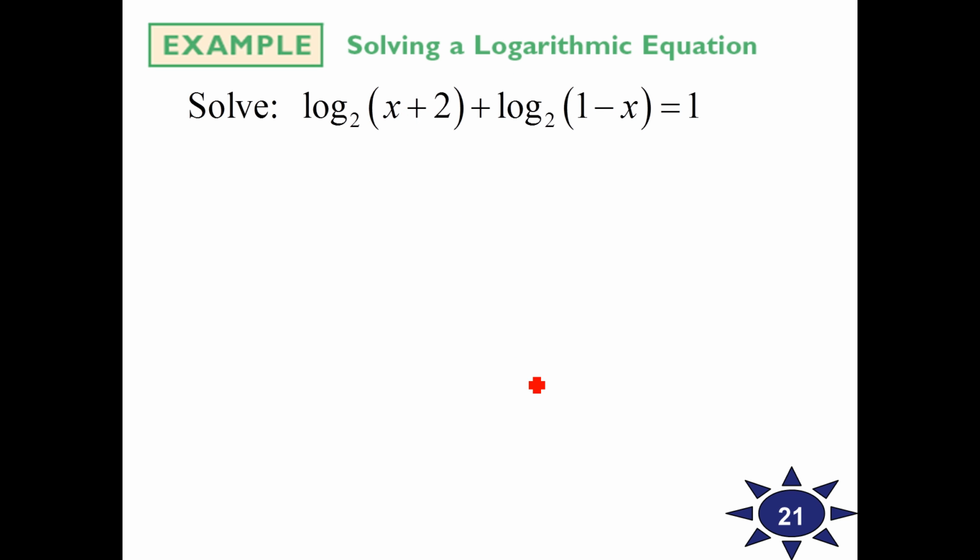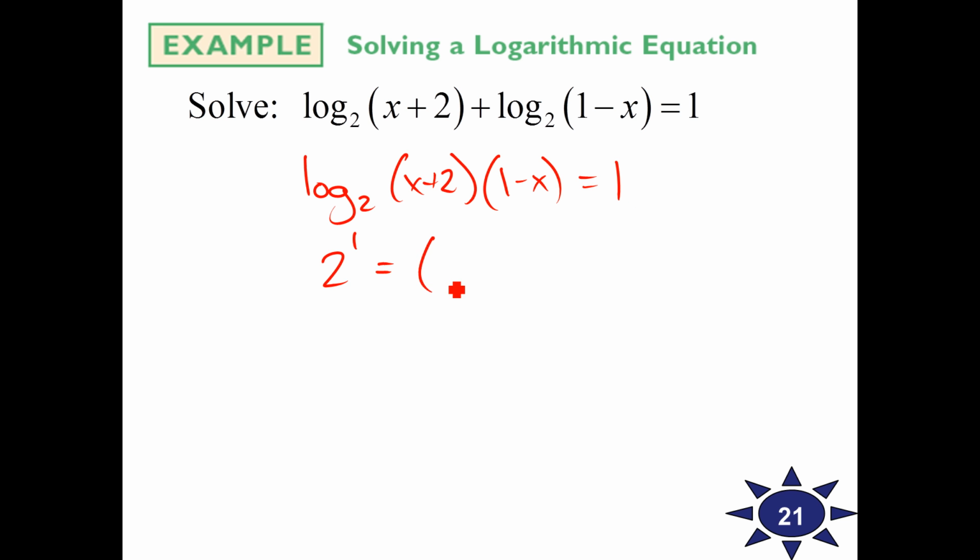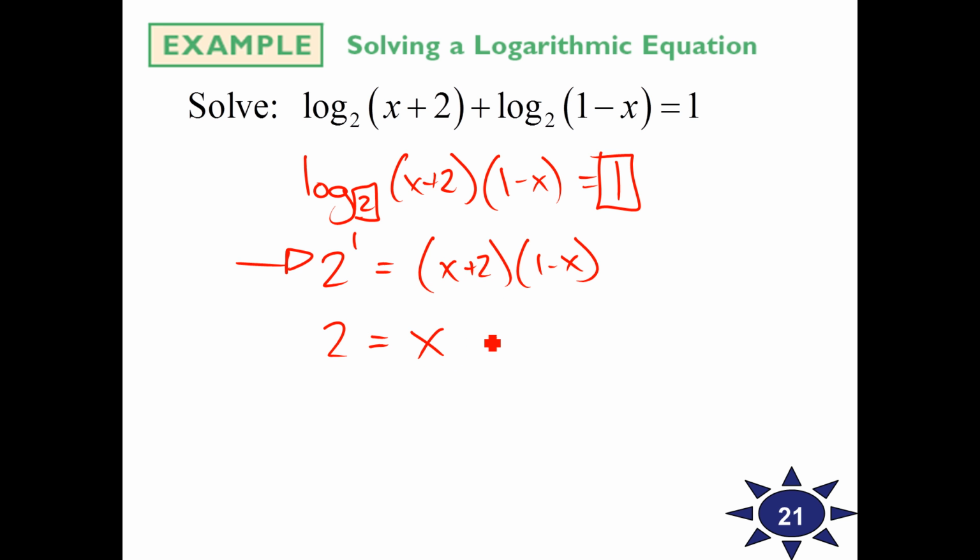Alright, next one up. Log base 2 of x plus 2 plus log base 2 of 1 minus x equals 1. Let's go ahead and condense these into log base 2 of (x plus 2)(1 minus x) equals 1. And then let's rewrite this. So this will be 2 to the first equals (x plus 2)(1 minus x). Remember, base 2 to the first is how we end up with this over here. And so now let's expand this. This is foiling: x minus x squared plus 2 minus 2x.